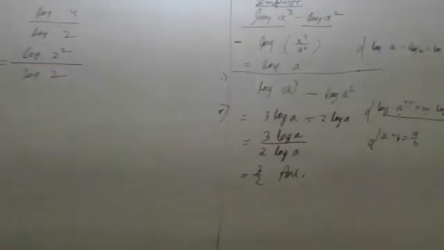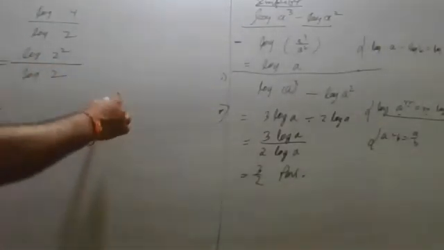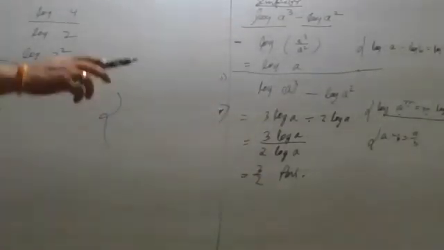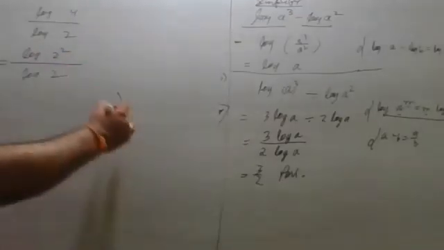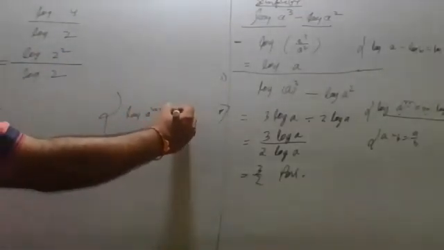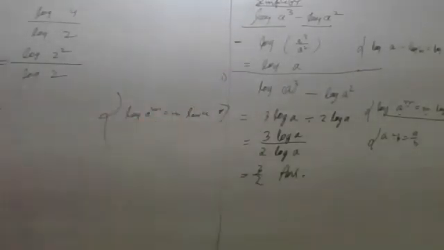Then we have used this formula, log a to the power m equals m log a. What will be the value of log 2 square if you use log a to the power m equals m into log a? It will be 2 log 2 and the denominator is already log 2. So these two log 2's will be cancelled out. Answer is 2. Is that clear? Next.